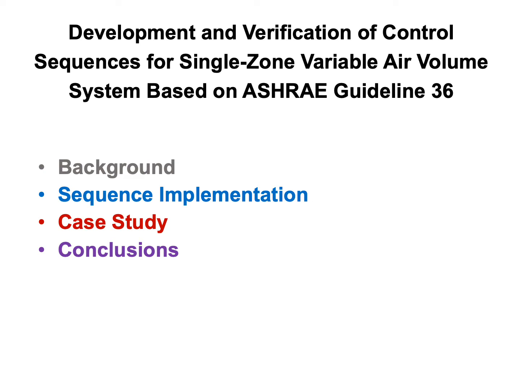What I'll do today is start out with some background on what a Single Zone Variable Air Volume System is, as well as what ASHRAE Guideline 36 is. And then I'll talk about how we implemented the control sequences based on ASHRAE Guideline 36 in what's known as the control description language, which I'll also introduce as part of the background. And then I'll talk about a case study that's used to verify the performance of these sequences, as well as compare them against more conventional sequences we've seen in the past. And I'll conclude with a summary of our main findings and some thoughts on future work.